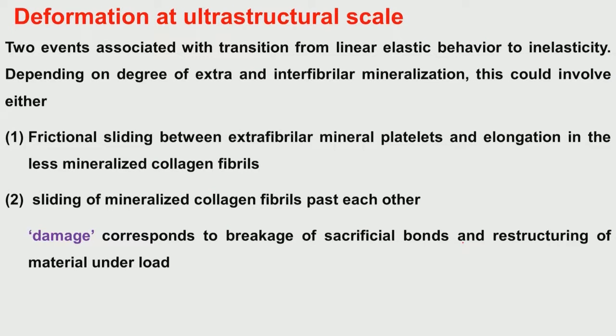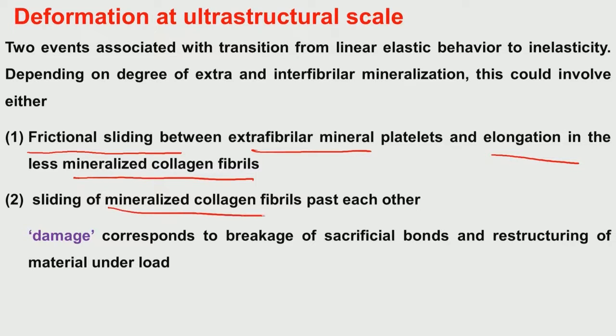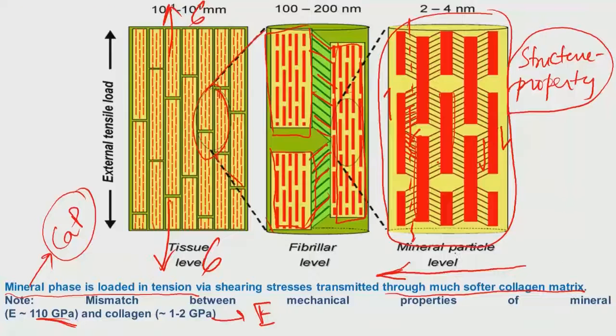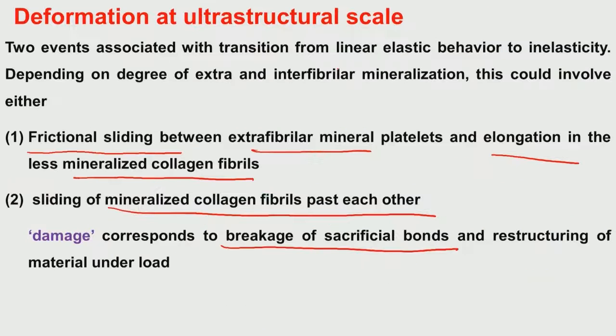So, therefore, deformation at the ultrastructural level can be described by the two events as I explained to you in the last slide, that is, one is the frictional sliding between the extrafibrillar mineral platelets and elongation of the less mineralized collagen fibrils, and second one is the mineralized collagen fibrils sliding past each other. So, damage essentially of the bone structure corresponds to the breakage of the sacrificial bonds. Sacrificial bonds means these are the kind of bonds I have mentioned here. So, these are like sacrificial bonds. So, this is the breakage of the sacrificial bonds and restructuring of the material under load.